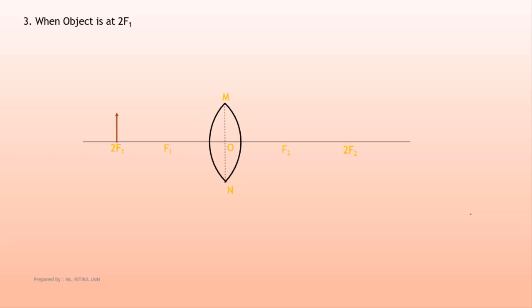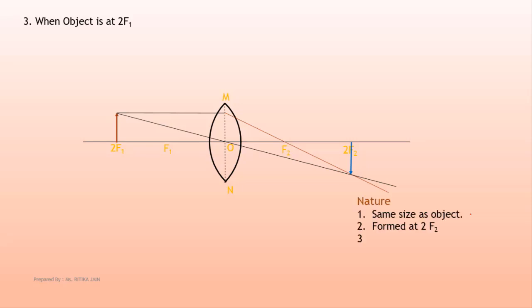and inverted. Third case, when object is at 2f1, again parallel beam of light. After refraction passes through f2 and the second refracted ray is passing through optical center. So we will observe the point of image at 2f2. Okay, this is the nature of the image. Same size of image we will obtain, formed at 2f2 and real and inverted.